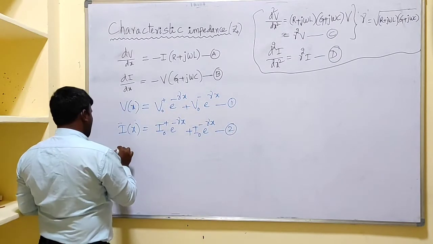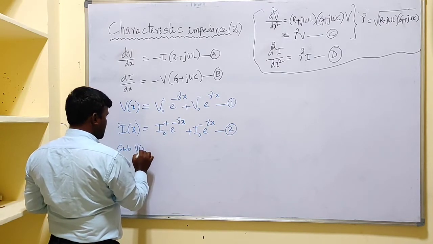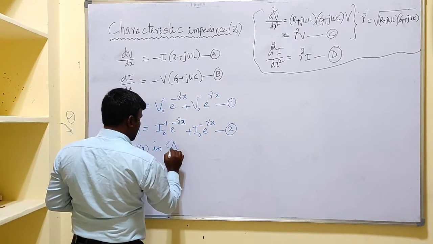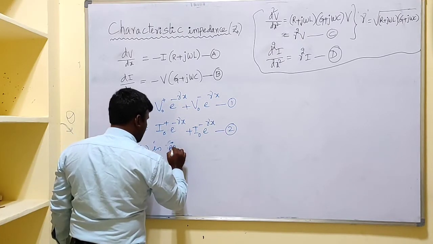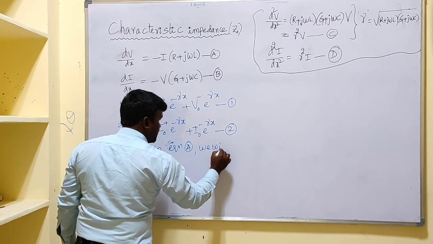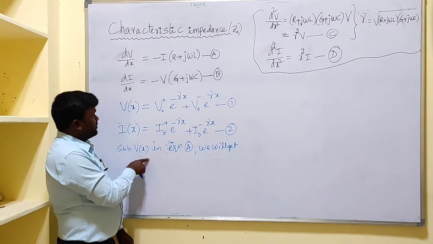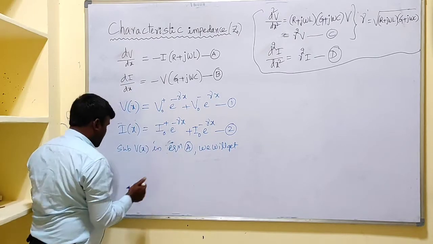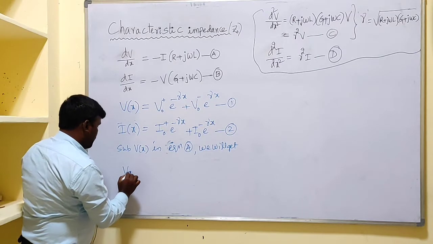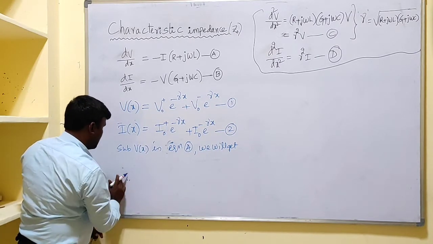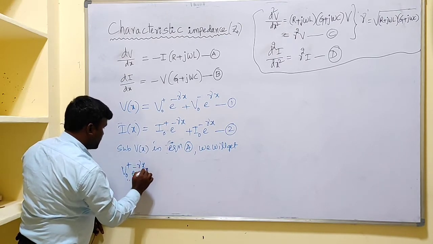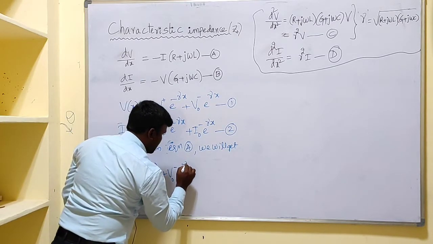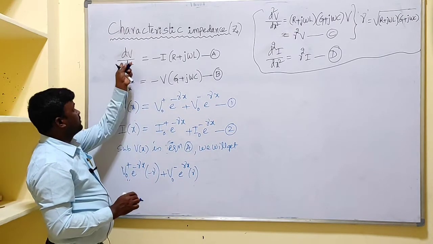Let us substitute V of x from equation 1 in equation A. On the left hand side, we differentiate V of x with respect to x. The first term gives V naught plus into e to the power minus gamma x into minus gamma, and the second term, V naught minus being constant, gives e to the power gamma x into gamma.